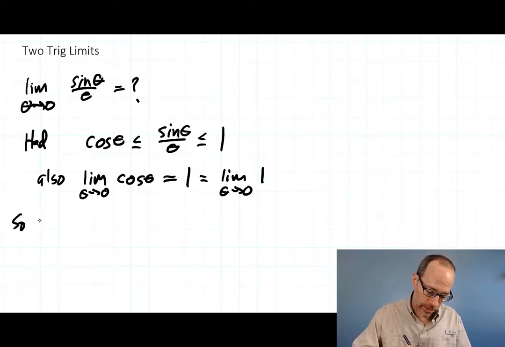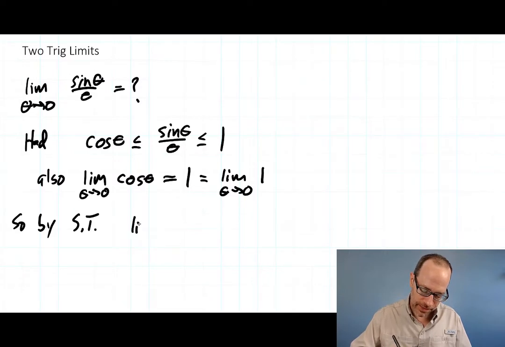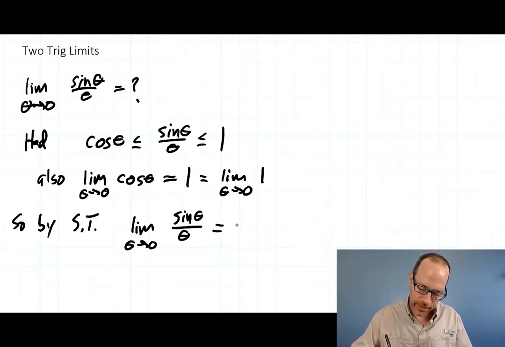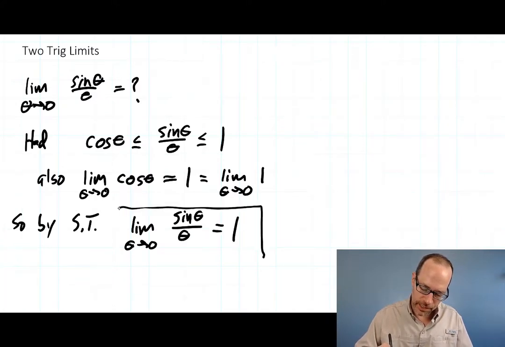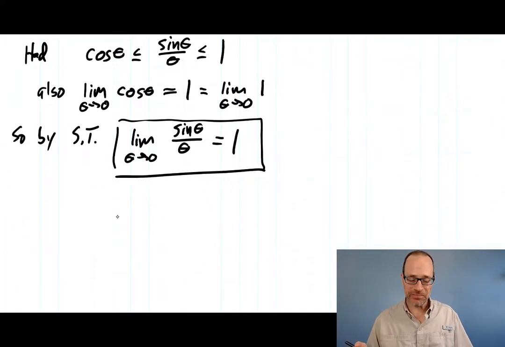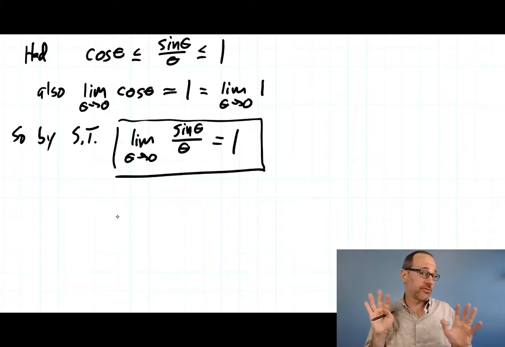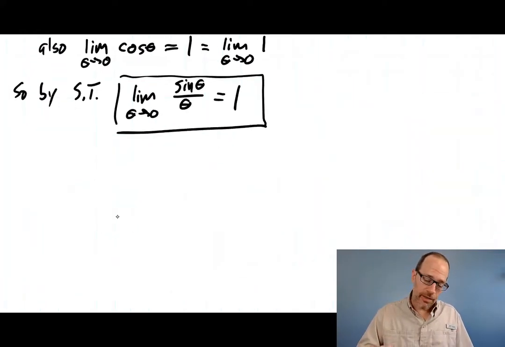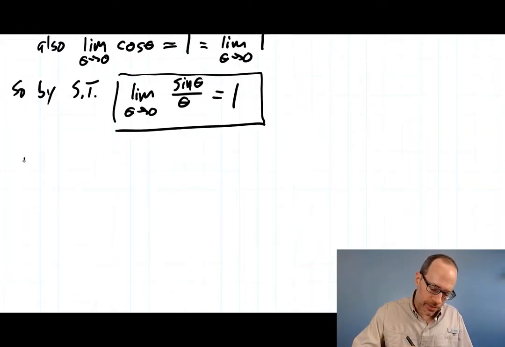It's not even changing. It just stays at 1 forever. So, by the squeeze theorem, we get that the limit as theta goes to 0 of sine theta over theta is 1. So this will be an important identity that we'll use later on. All right, we need a version of this for the cosine as well. That one actually has to do with this.